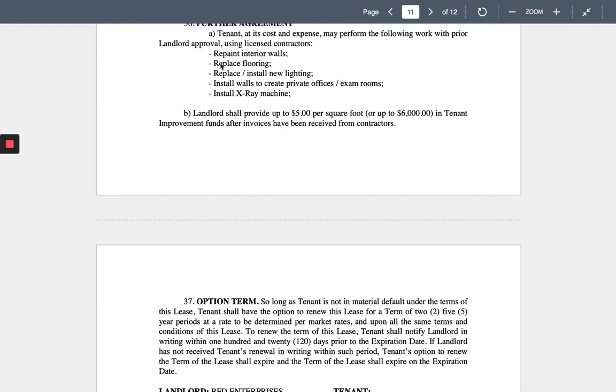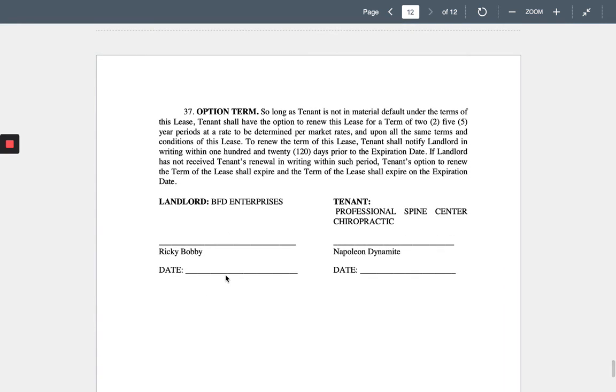So this is just like it is in any other free market system, the housing market, real estate market, whatever. It's no different. An option term, so long as tenant is not in material default, so as long as you're not defaulting, you have the option to renew this lease for a term of 2 years or 5-year periods at a rate. So they're going to reassess, it would change what the monthly payment would be and all of that. Okay, that's pretty much it.